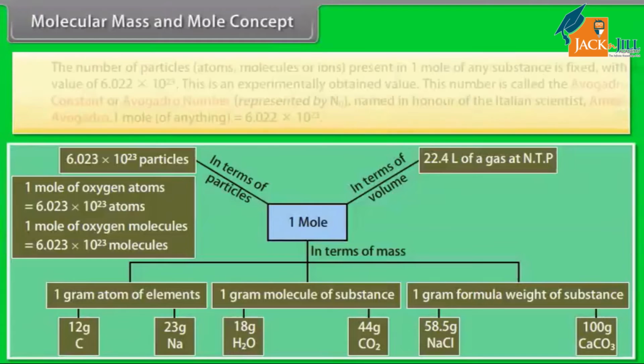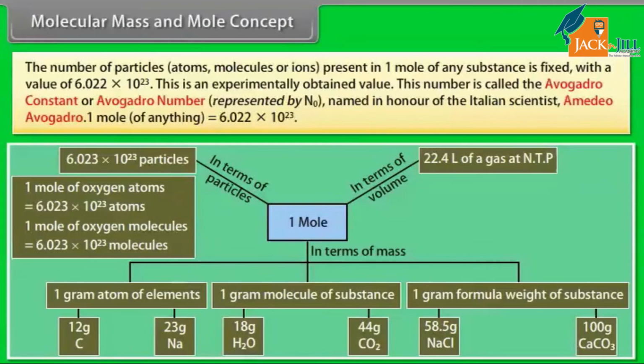58.5 units. The number of particles, atoms, molecules, or ions present in 1 mole of any substance is fixed with a value of 6.022 into 10 raised to the power 23. This is an experimentally obtained value. This number is called Avogadro constant or Avogadro number represented by N0, named in honor of the Italian scientist Amedeo Avogadro. 1 mole of anything is equal to 6.022 into 10 raised to the power 23.